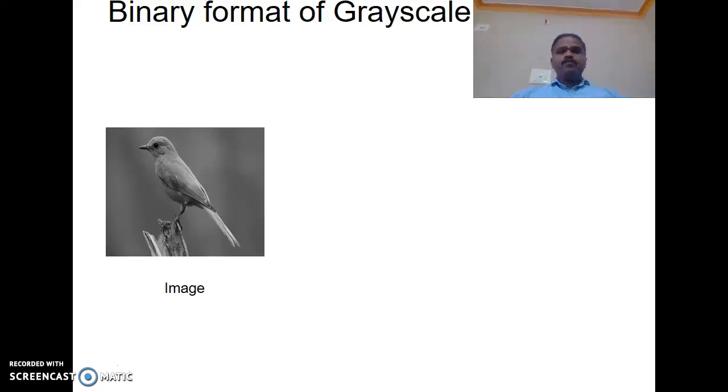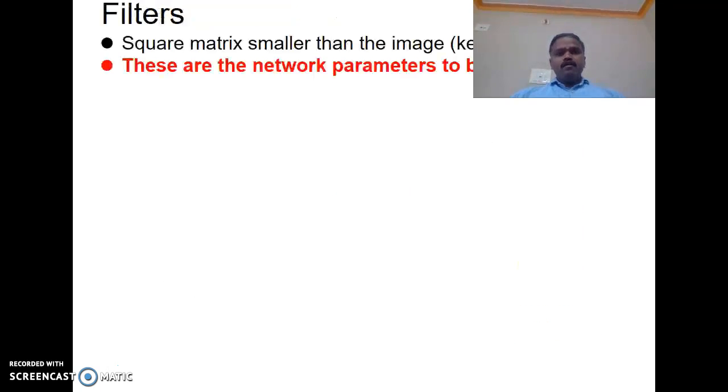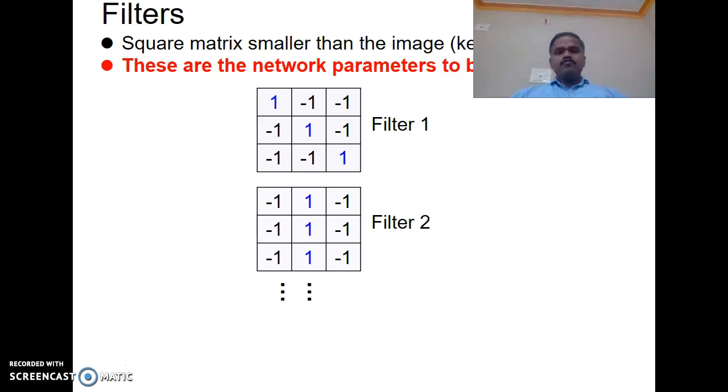Here I took the binary image of this grayscale image of this bird, producing the 6 cross 6 binary format of this grayscale image. This will be considered as function 1, and the second function is the filter function. Mostly, filters are considered as a square matrix. This is also called a kernel. These are the parameters that have to be learned by the system for the convolutional process.